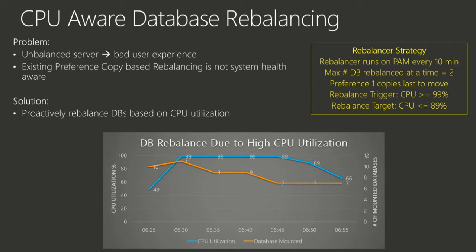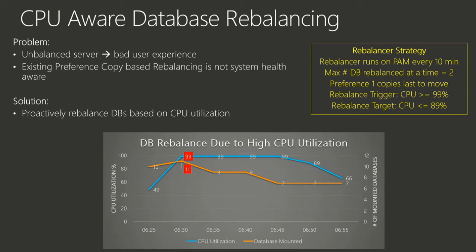So again, I wanted to walk you through an example, and this is taken from our production server. If we look at the bottom, the blue line represents the CPU utilization, and the orange line is how many databases are mounted on that server. The rebalancer runs on the PAM every 10 minutes. At 6:30, we see that there are 11 databases mounted on that server, and the CPU is at 99%. That's pretty busy, right? So users are not having a great experience right now.